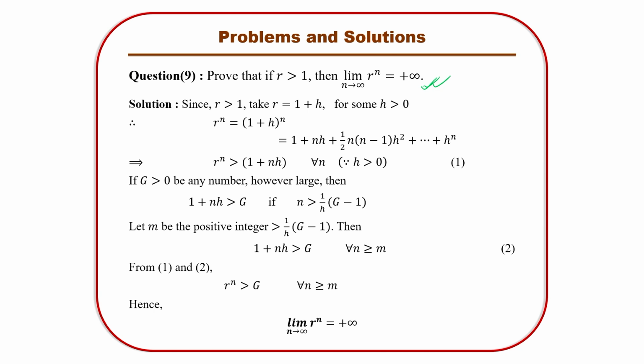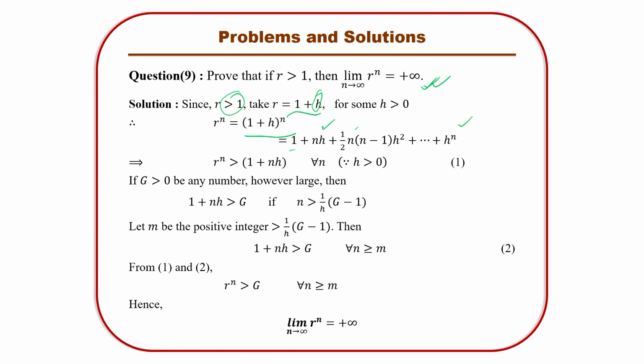Anyway, since r is greater than 1, take r equal to 1 plus h for some h greater than 0. I can write this one, right? Why? Because r is greater than 1, therefore h must be greater than 0. And r to the power n can be written as (1 plus h) to the power n. And now expand this (1 plus h) to the power n: 1 plus nh plus n(n minus 1)/2 h squared and so on, plus h to the power n.